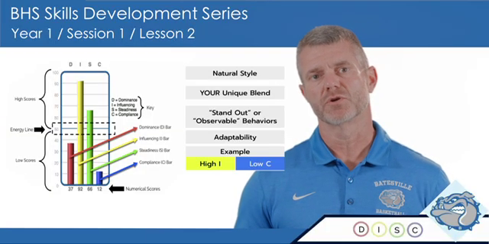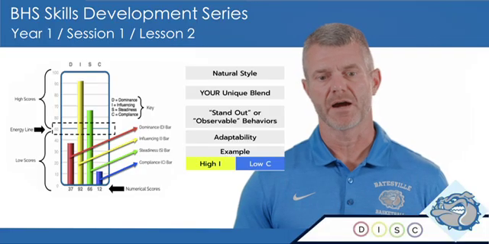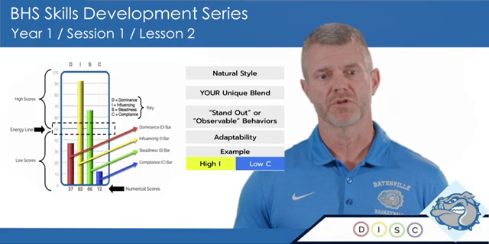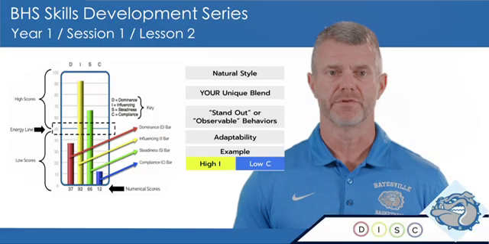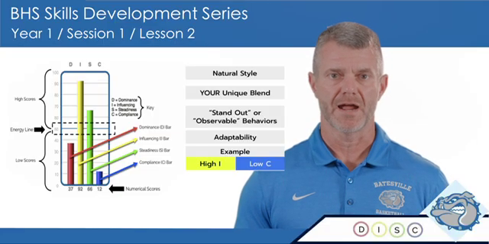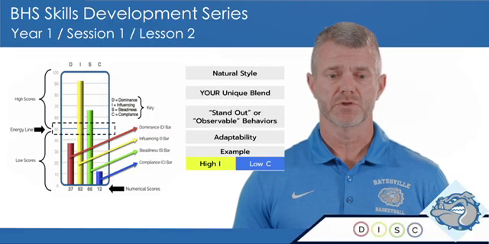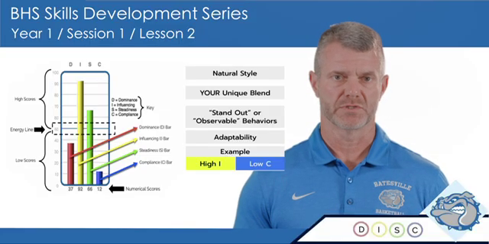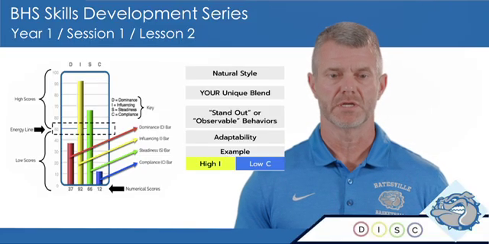This example here shows somebody who would be characterized as a high I and a low C. We have two observable behaviors that are above the energy line. You see here the yellow and the green are above the 50, so they would be considered a high I and a high S. And then you also see the two observable behaviors, the D and the C, are below the 50 line, so they would be considered a low C and a low D.